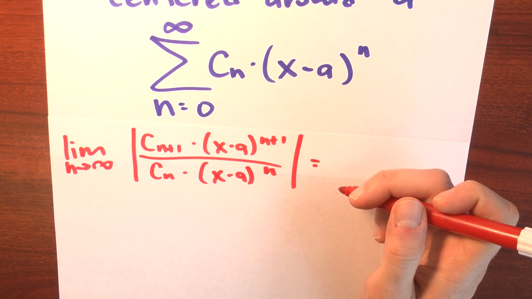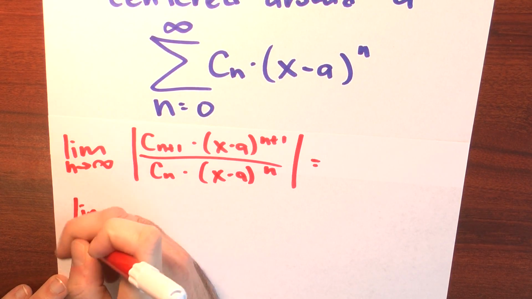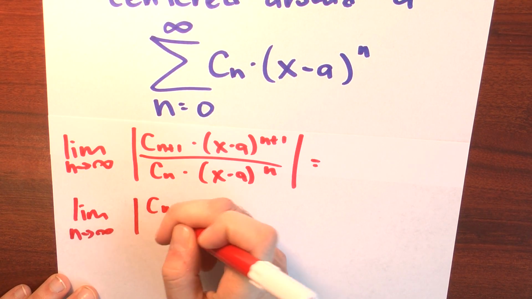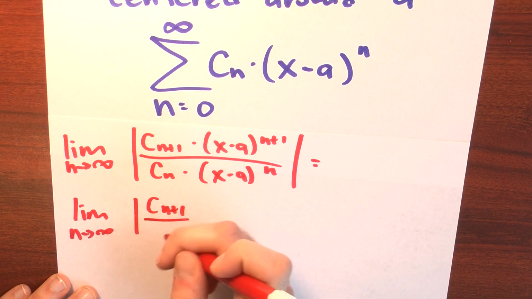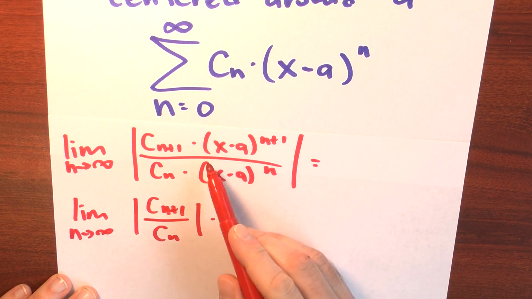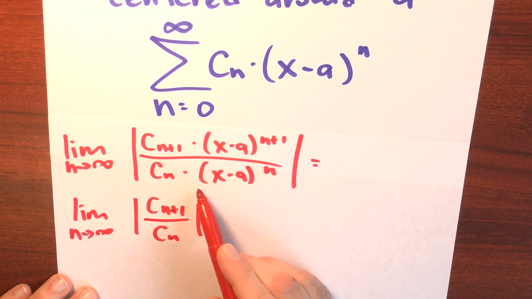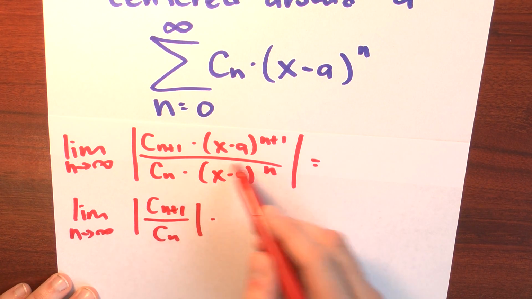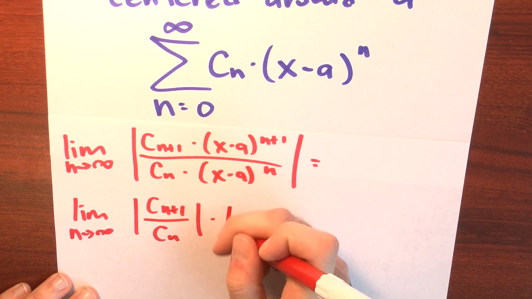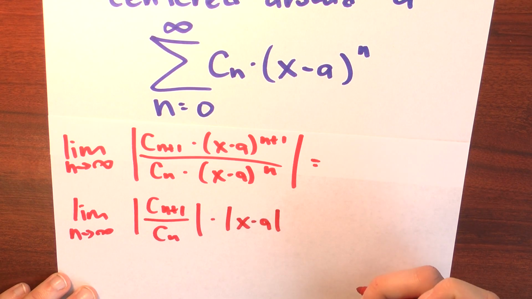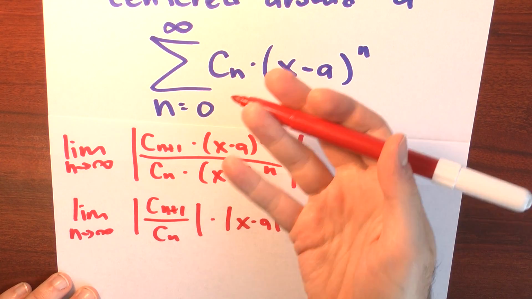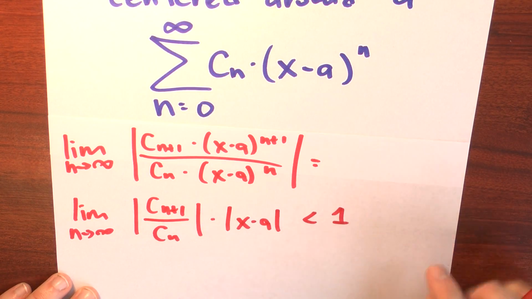Well, I can simplify this limit a bit. I could write this as the limit as n goes to infinity. Let me pull off the c sub n plus 1 and the c sub n. It'll be the fraction c sub n plus 1 over c sub n. And then here I've got n plus 1 copies of x minus a. Here I've got n copies of x minus a. Most of those will cancel. All that I'm left with is just one copy of x minus a in the numerator. So I'll write times absolute value x minus a. And the ratio test tells me that if this is less than 1, then the original series converges absolutely. And if this is bigger than 1, then the original series diverges.